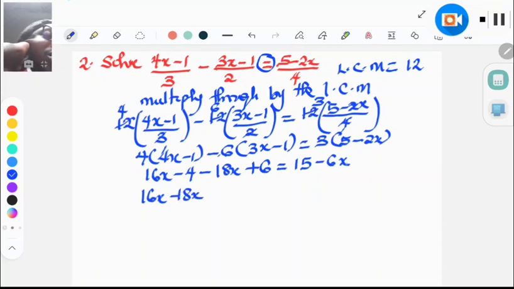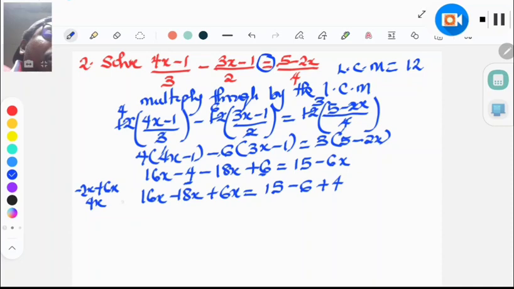Now this negative 6x on the right hand side, if it comes to the left hand side, it becomes positive 6x. And on the right hand side, we have 15. If we take this positive 6 to the other side, it becomes negative 6. If you take negative 4 to the other side, it becomes positive 4. So from here, 16x minus 18x is going to give us minus 2x. And minus 2x plus 6x is going to give us 4x.